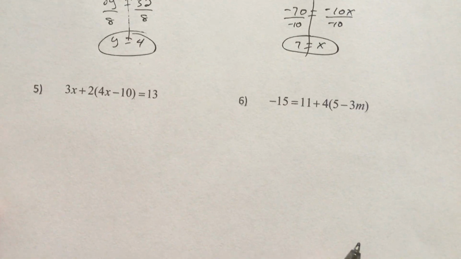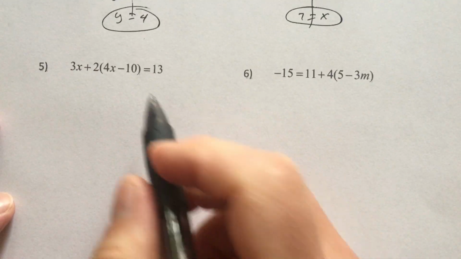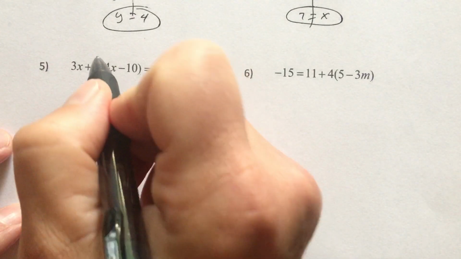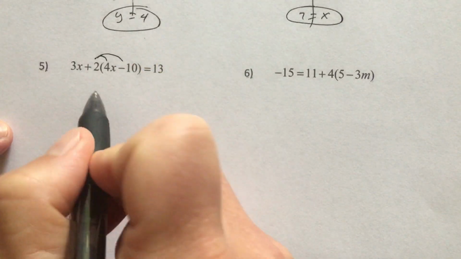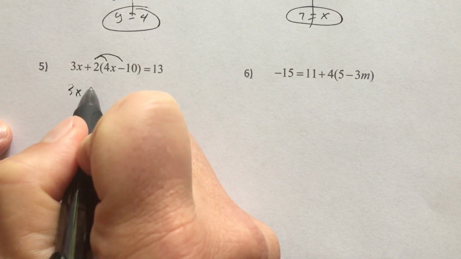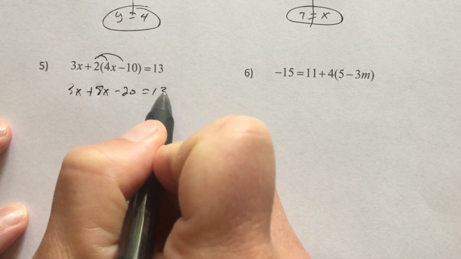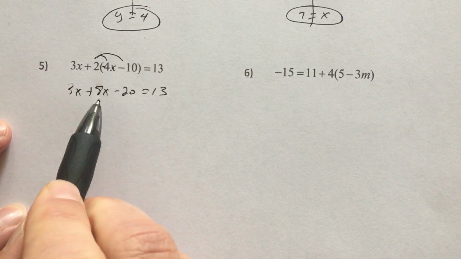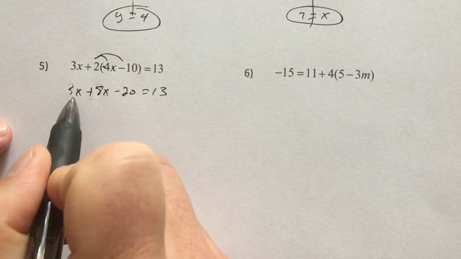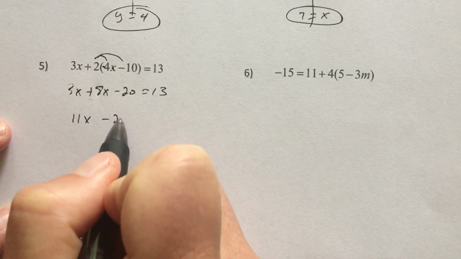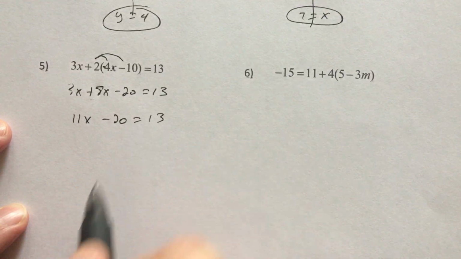All right, the last two is a combination now. We're going to do some distributing, then we're going to combine, and then we'll have our two-step problem. So for this one, we want to multiply. We'll have 3x plus 8x minus 20 equals 13. So we've multiplied both of those by 2. Then I see I've got 3x plus 8x. Let's put those together. That's going to give us 11x minus 20 equals 13.